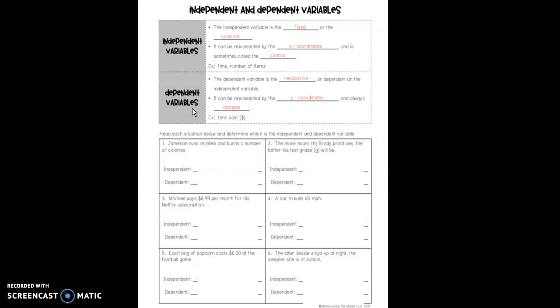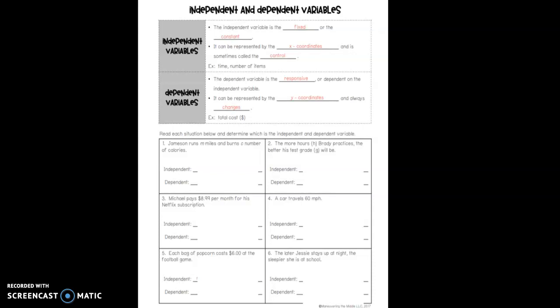So for example, we talked about the number of items. The total cost will be dependent on the number of items. So number of items would be independent, total cost would be dependent. You're going to read each situation and determine what the independent and dependent variables are.